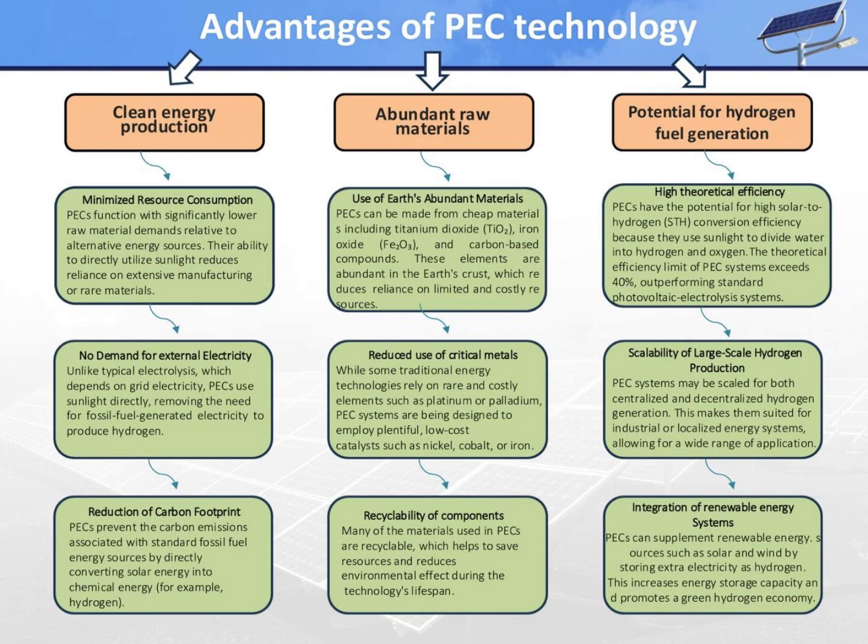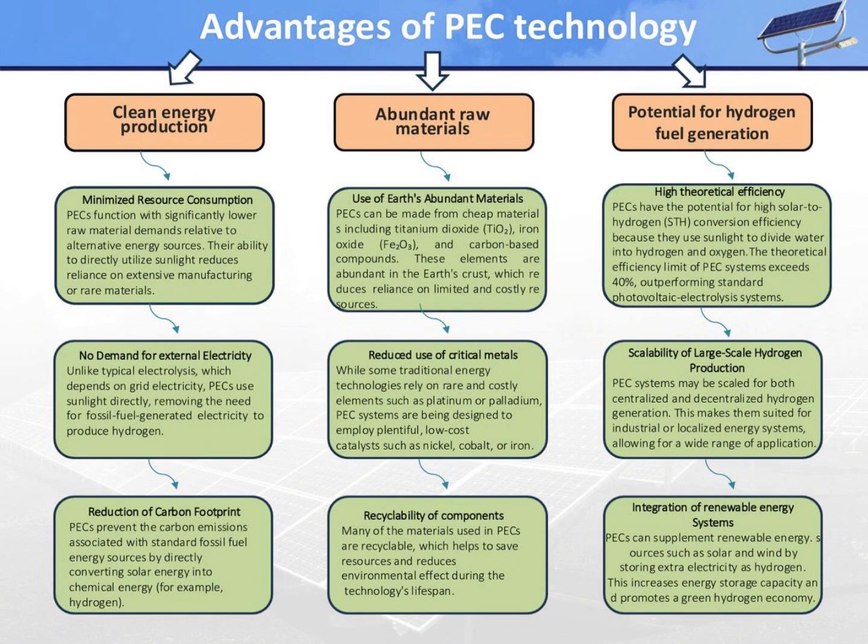Today, I will be highlighting the key advantages of photoelectrochemical or PEC technology. First, PEC technology supports clean energy production. It minimizes resource consumption by using sunlight directly, reducing the need for extensive manufacturing or rare materials. It also eliminates the demand for external electricity, making it independent of fossil fuel-generated power. Moreover, it reduces the carbon footprint by converting solar energy directly into chemical energy like hydrogen.